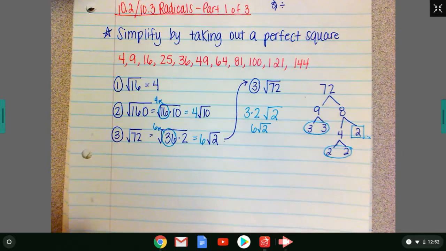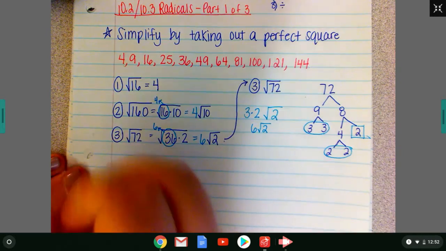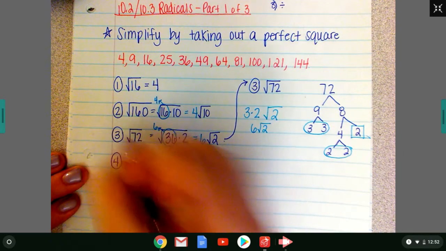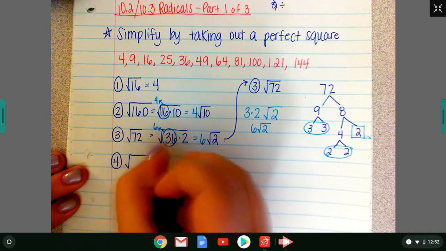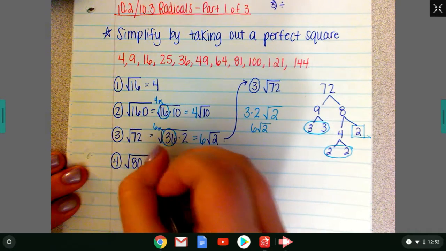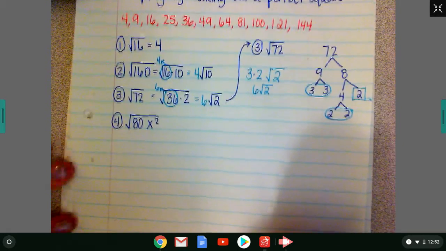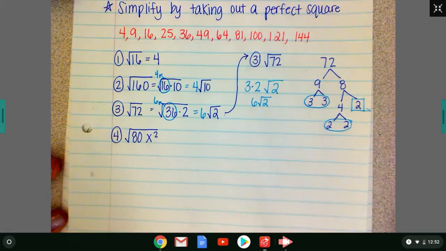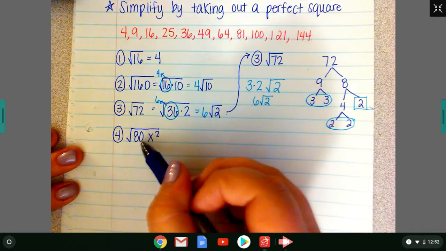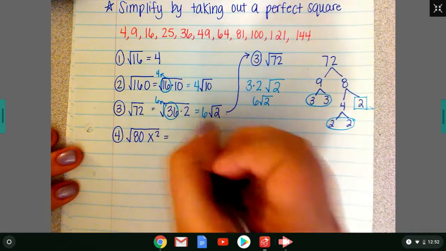All right, let's do another one. Let me throw some variables into the mix. So what if we did the square root of 80x squared? I'm going to do this both ways for the rest of these examples so you can kind of choose, and then from there forward you can pick which one. So what goes into 80? That's a perfect square. Let's do that method first.